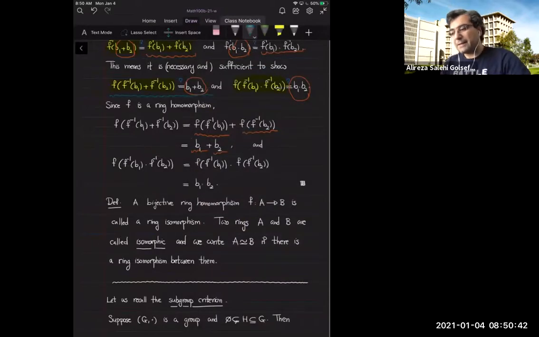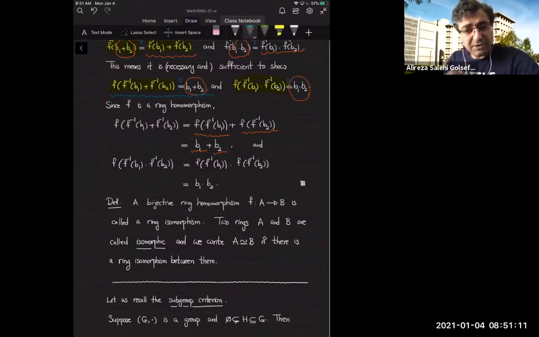And we get the claim. The same argument goes through for the product. So what we show is that if I have a bijective ring homomorphism, the inverse function is also a ring homomorphism. So it is aligned with what I was discussing about under what condition we view two objects in mathematics to be the same. So we take it as the definition of ring isomorphism.